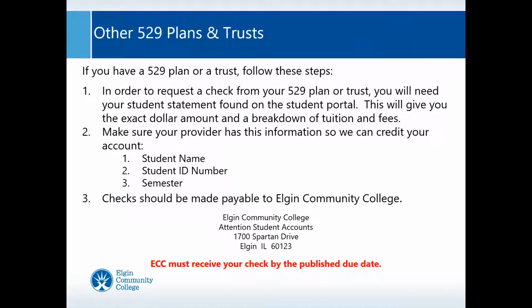If you need to request funds from another 529 plan, please allow 2 weeks before the tuition payment due date. ECC must receive your payment by the published payment due date.